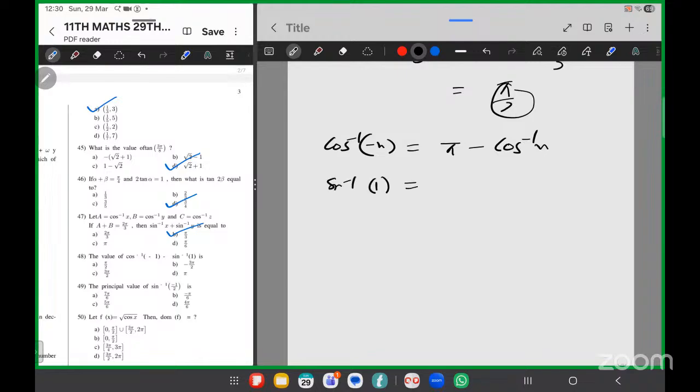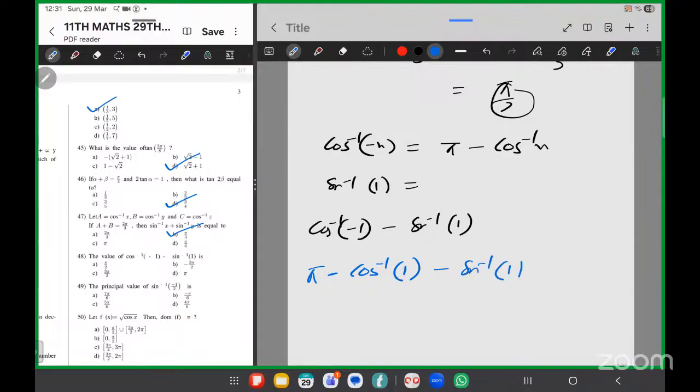So if you subtract cos inverse minus 1 minus sin inverse 1, you can write pi minus cos inverse plus 1 minus sin inverse 1. We know that sin inverse 1 plus cos inverse 1 is equal to pi by 2. So pi minus pi by 2 becomes pi by 2. The answer is option A.